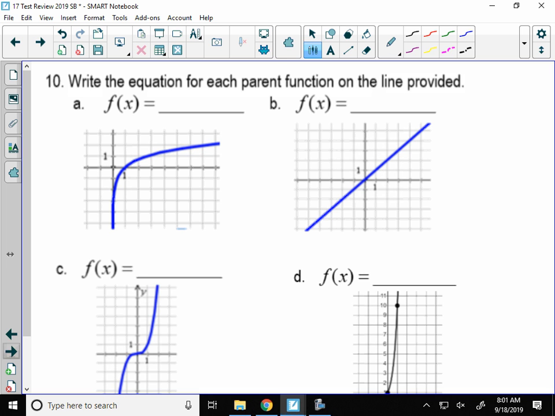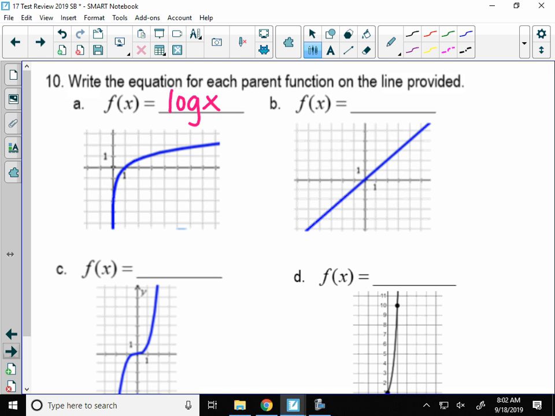All right, number 10, we are writing parent functions for each of the graphs. So you have to dig into your brain and remember which one is which. This one here was one that got confused a lot with the square root function. That's actually your log of x function. Remember, that's one that I'm not going to make you graph, but you should be able to recognize it.